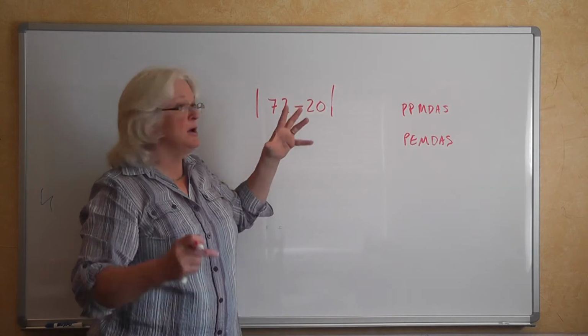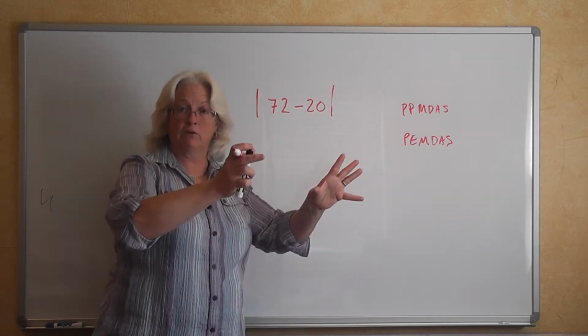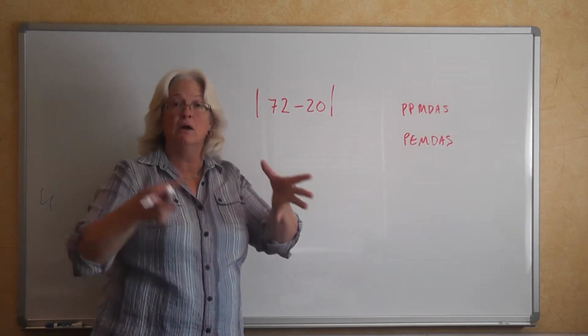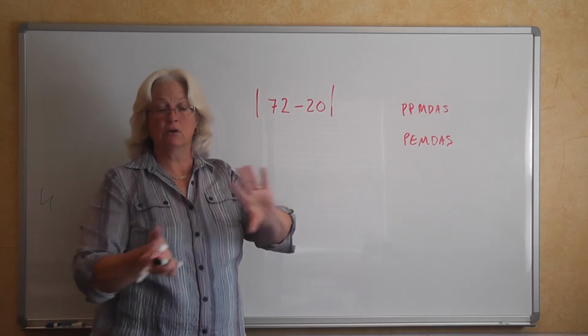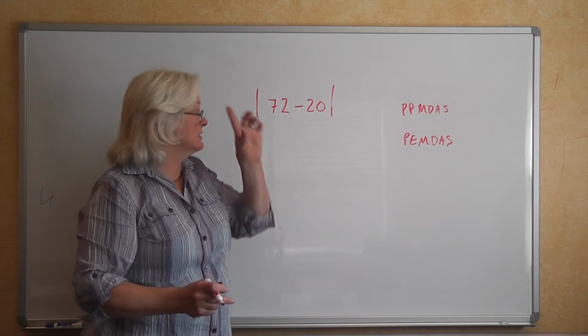At first, you had to work on parentheses, doing everything in parentheses first, from left to right. Then you had to do multiplication and division in order from left to right. Then you had to do addition and subtraction in order from left to right. And we'll review this again. This is not a part of this lesson.